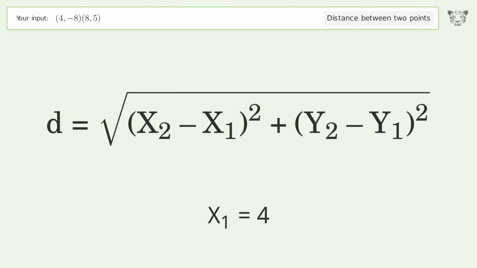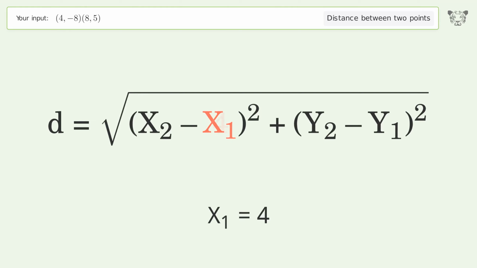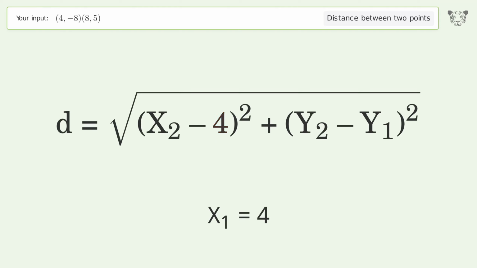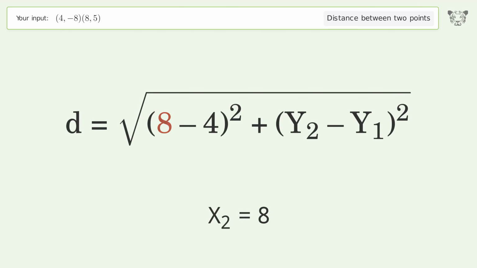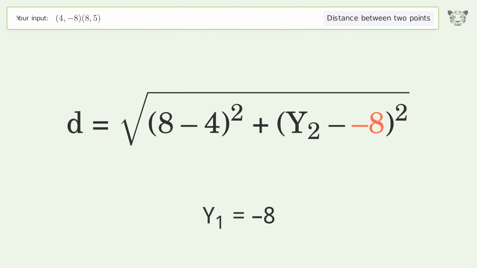x1 equals 4. x2 equals 8. y1 equals -8. y2 equals 5.